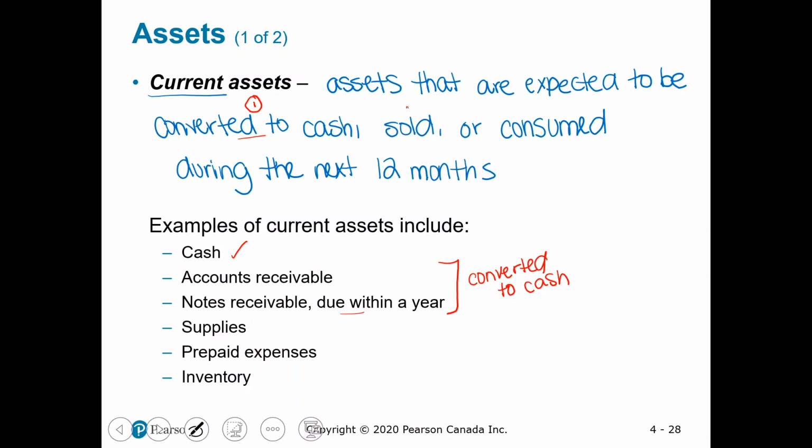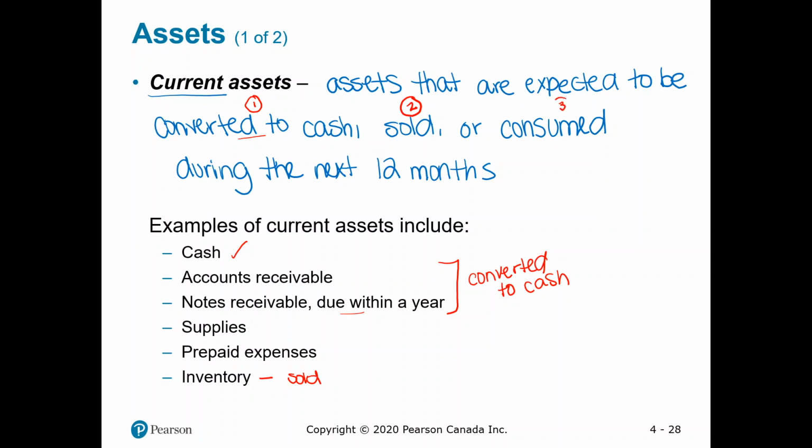The second part here in the definition is that it could be assets sold during the next 12 months. And in our list below, that is inventory. Inventory is something that we sell to customers. That's what the purpose is. We're selling it to make money. So we sell that within a year, so it's a current asset.